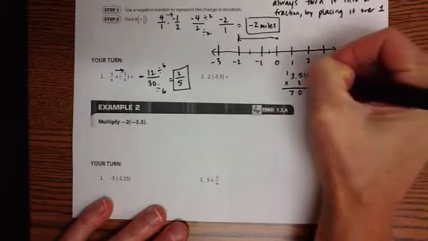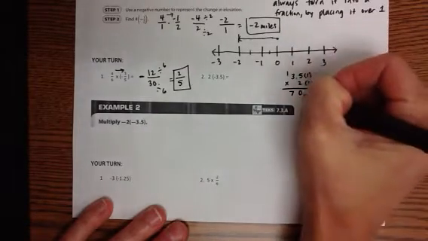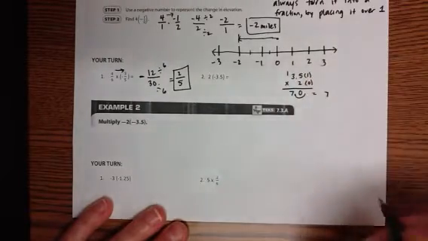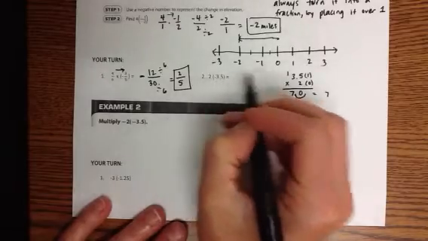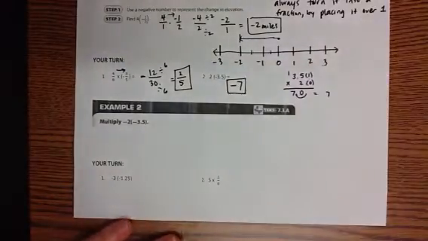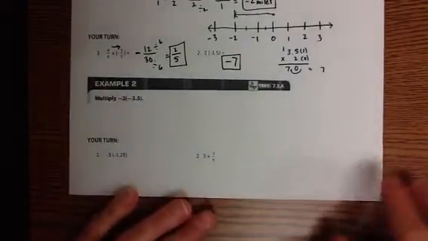And since I have 1 decimal place here and 0 decimal places there, I'm going to move it once, and my answer equals 7. Since I'm multiplying a positive times a negative, my answer should be -7. All right, very good.